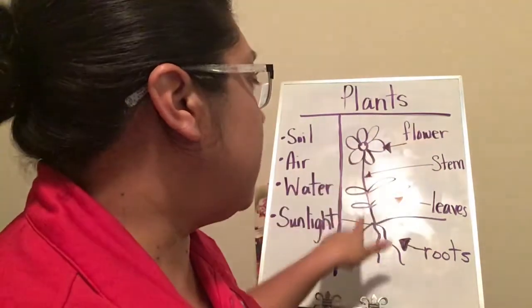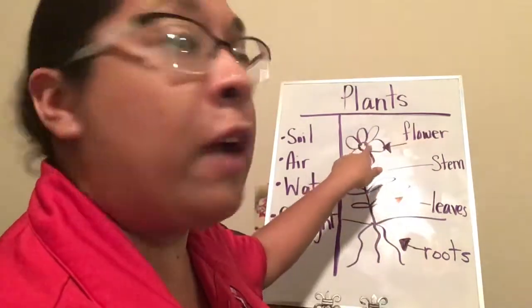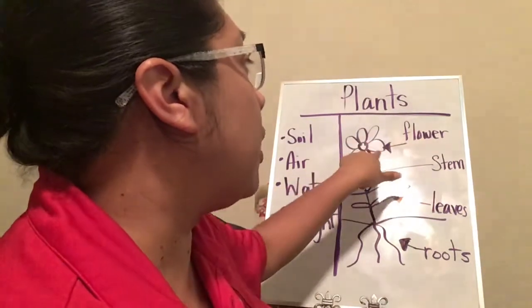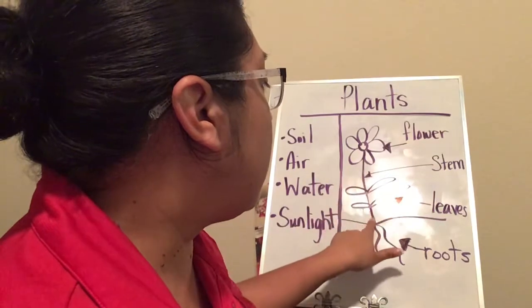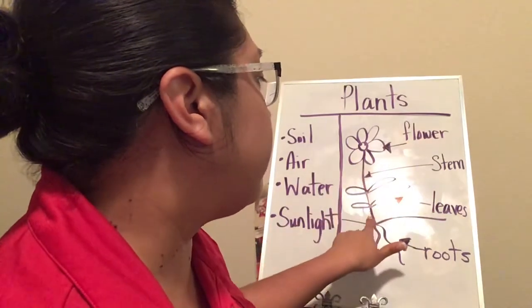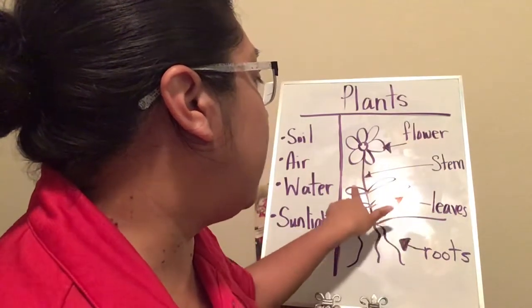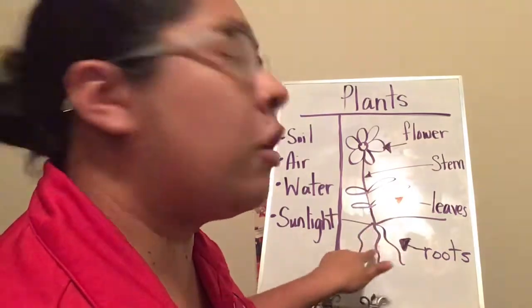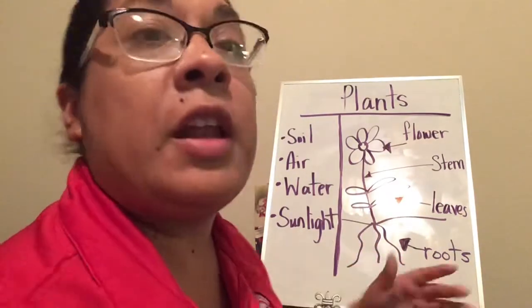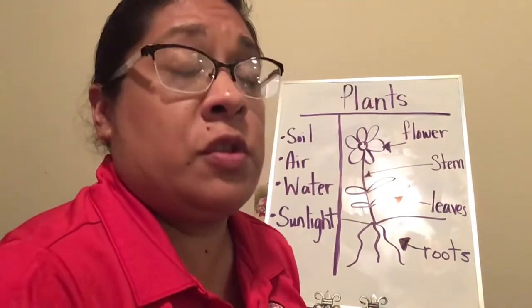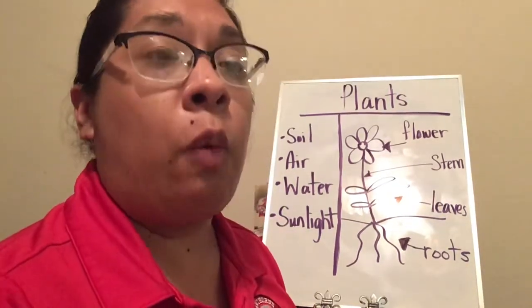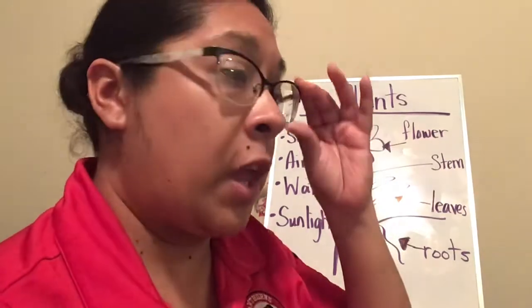So this plant is a flower, and the top part is what we call the flower. Now here is called the stem. These are called the leaves, and these are called the roots. Now, every single part of a plant has a purpose. There's a reason why we have these parts, okay?